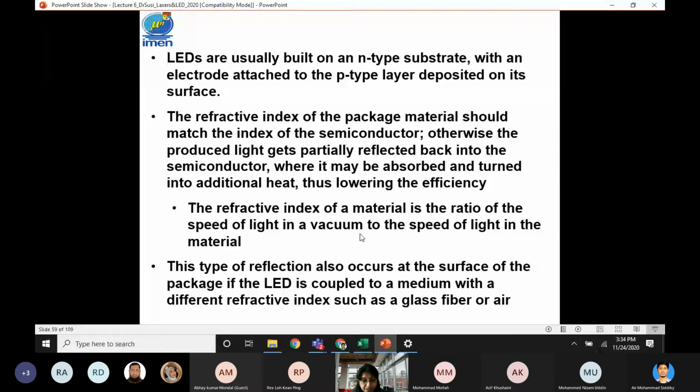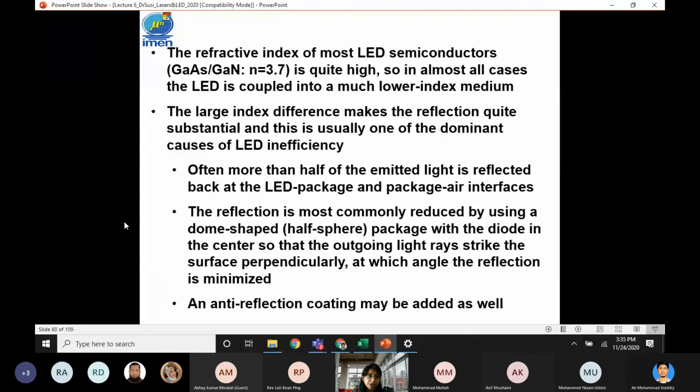The refractive index of a material is the ratio of the speed of light in a vacuum to the speed of light in the material. So this type of reflection also occurs at the surface of the package if the LED is coupled to a medium with a different refractive index such as glass, fiber or air. So you need to take care of the type of material used.